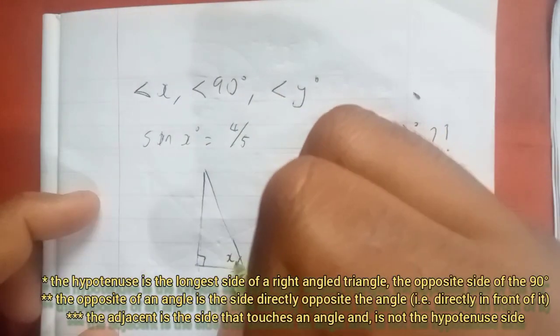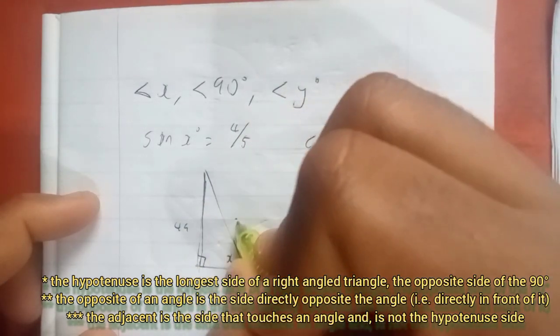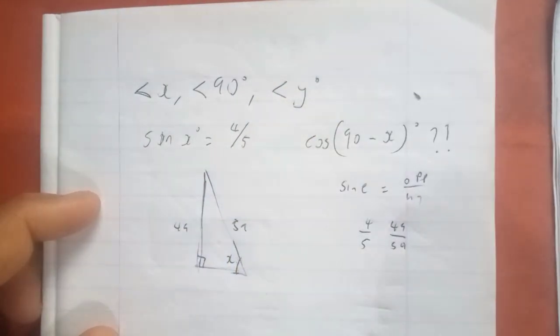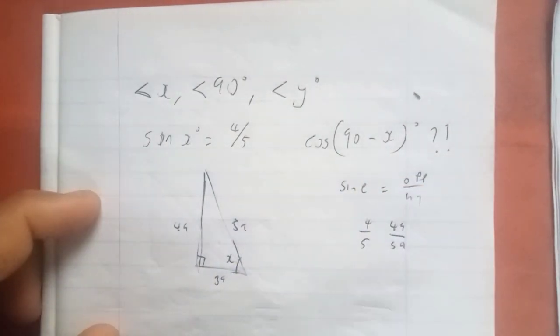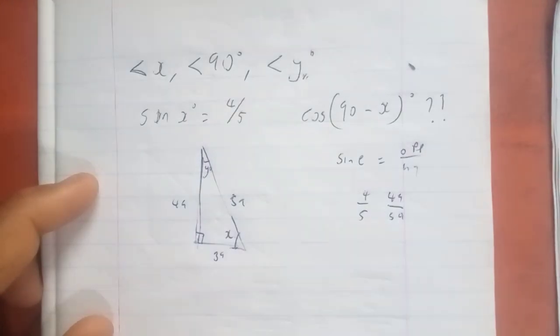So the opposite of angle x is the side in front of the angle, that will be 4a, and the hypotenuse is the side in front of the 90 degrees, that will be 5a. Using the 3, 4, 5 triangle, we know that the remaining side is 3a. You can use your Pythagoras rule to prove that if you want, but I will not do that in this video. Then we've already said that the name of our last angle will be y degrees. That is it over there.